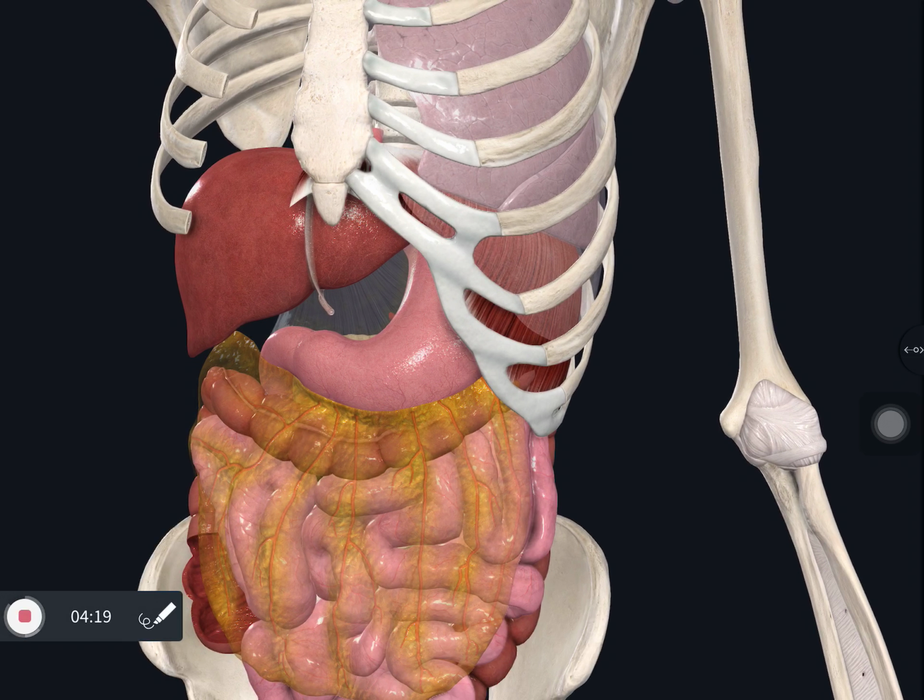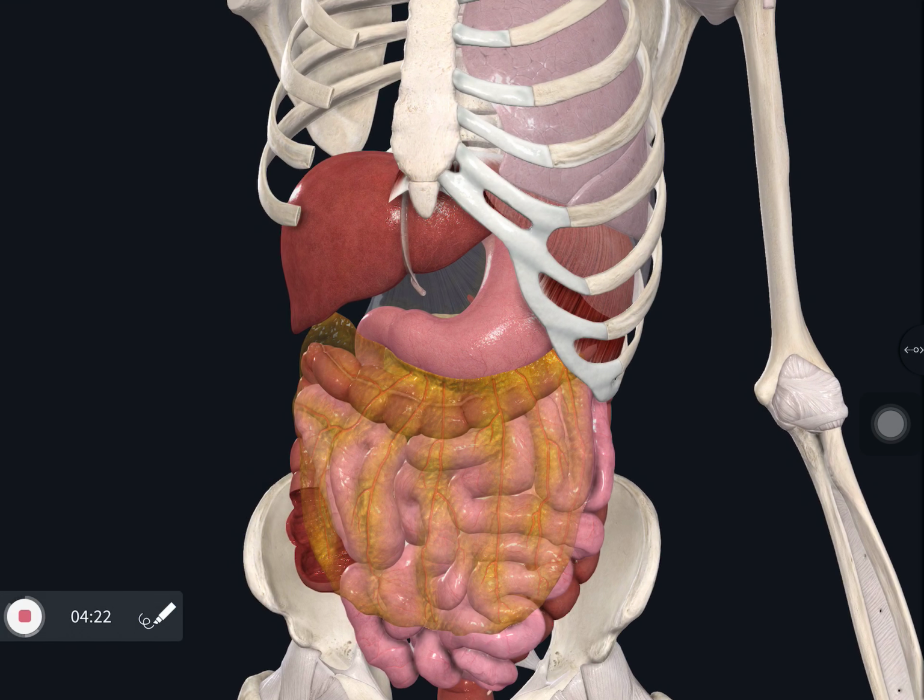Now, the anterior relations. The first thing is the anterior abdominal wall. After that, we've got the left costal margin, which is this. It overlays the muscle. And we've got the left pleura, which is this transparent sheet that also overlays the stomach, which contains also the lung. And we've got the diaphragm, which is this muscular part, and the left lobe of the liver.